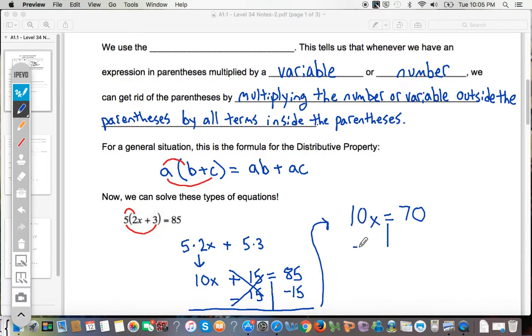I'm going to make my T again. I'm going to divide by 10 on both sides to get x by itself. So this 10 will cancel. So I have x equals 70 divided by 10. So what's my final answer? X equals 7. Perfect. I'll give you a second to write that down.